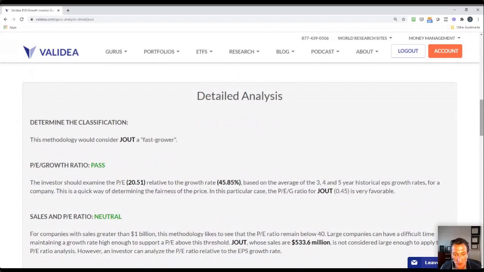So here it's considered a fast grower. And what the model does from there is it looks at the PEG ratio. For investors that might not be familiar, the PEG is the PE over the growth rate, and the lower the PEG, the better.